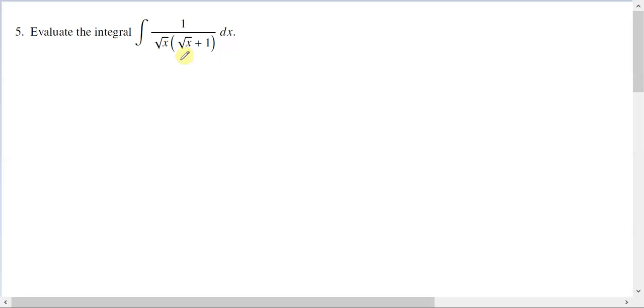Number 5, we've got this integral to evaluate. If we start thinking of things that we can do, the only algebra you could try is to multiply it out, but that makes it worse. You get x plus the square root of x. That doesn't really help me, having 1 over that.